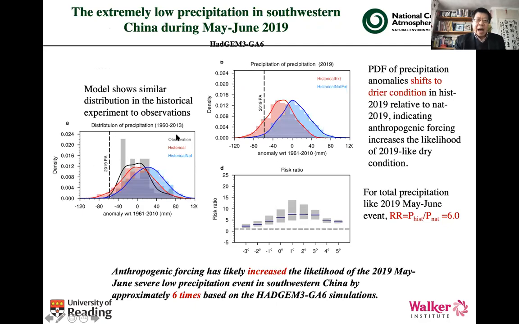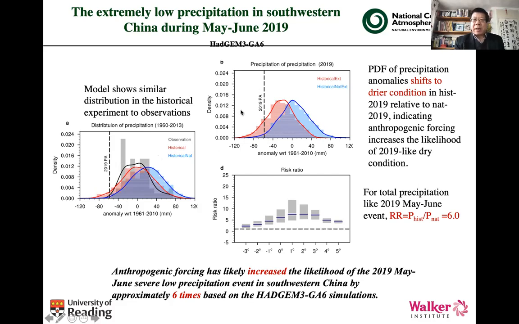And once again, this shows the observed distribution of spring precipitation in the black line, and the red line is the Hadley Center historical simulation from 1961 to 2010. You can see that for the historical period, the model simulation shows a similar distribution to observed precipitation, indicating the model can simulate the observed precipitation probability.